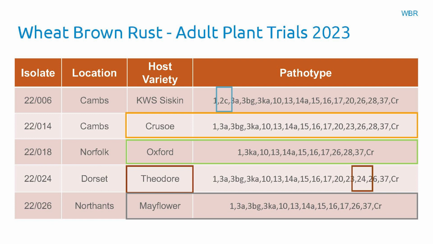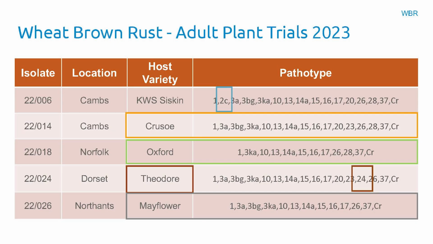We selected 22006 from Cambridgeshire. That one came in from Siskin, and it was selected because it had this pathotype that carried virulence for LR2C. So with yellow rust, I was always talking about YR genes. With brown rust, I'm now going to be talking about LR genes because brown rust's other name is leaf rust, so that's where the LR comes from. We also selected 22014, another one from Cambridgeshire. It came from Crusoe, and this one had a new pathotype.